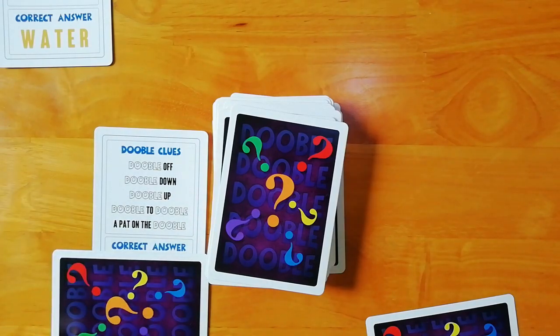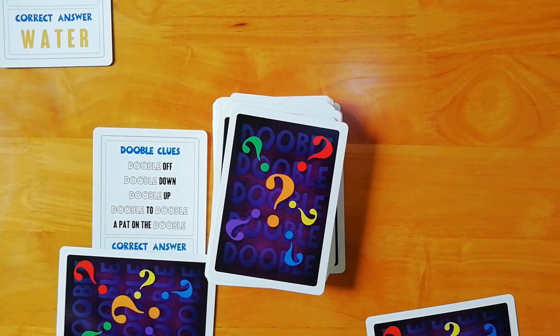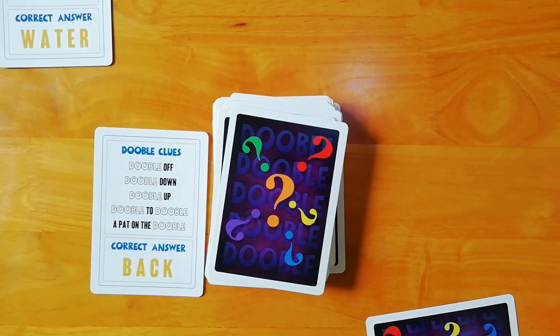Okay. Dooble off. Dooble down. Dooble up. Dooble to Dooble. A pat on the Dooble. Back. Back to back. Pat on the back. Yeah. Back. Yay.